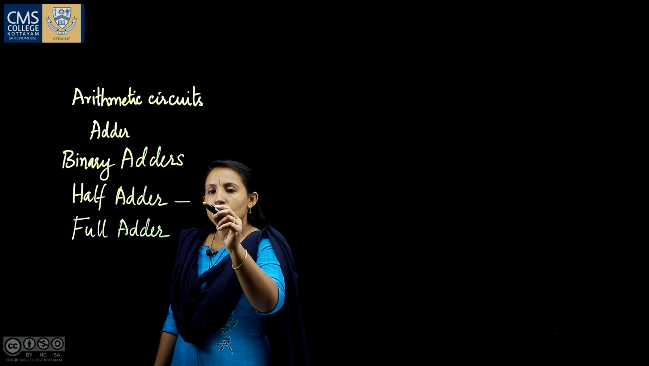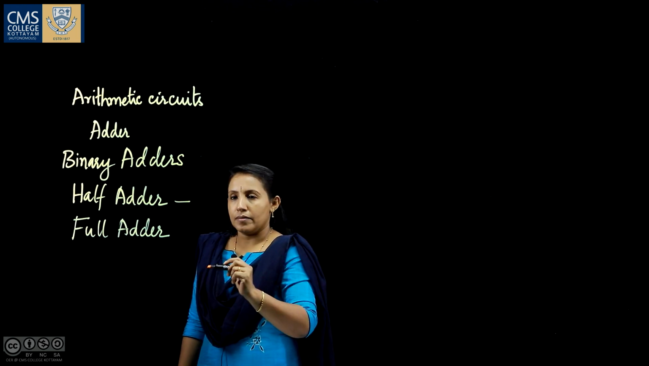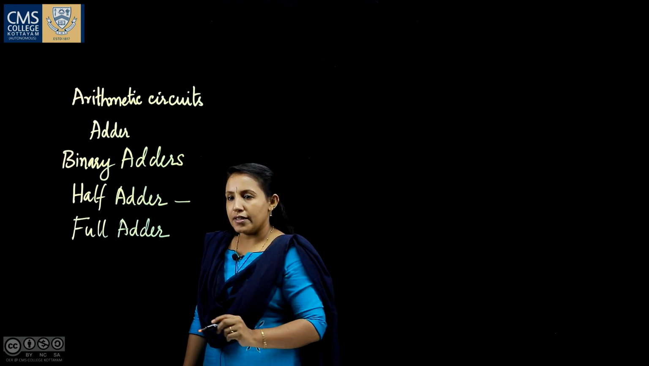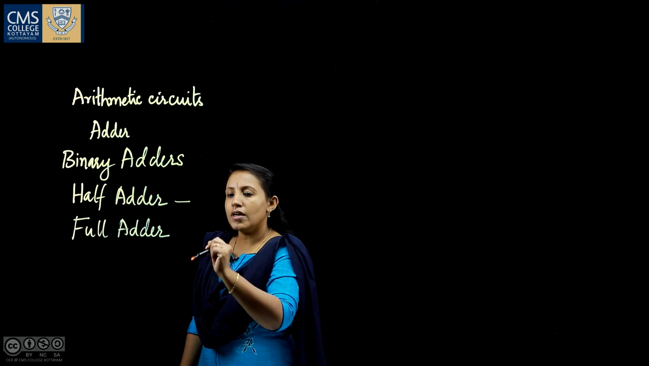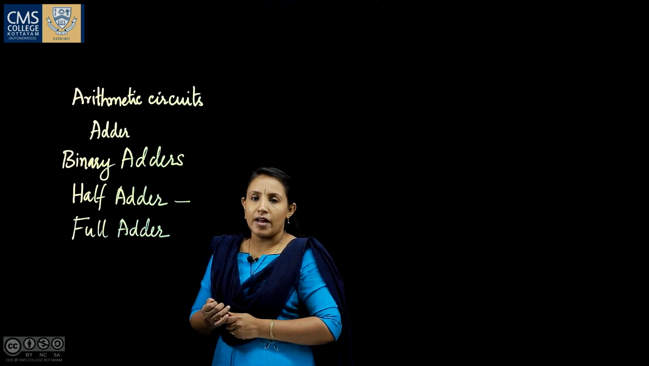A logical circuit that can add two 1-bit numbers is called a half adder, and a logical circuit that can add 3 bits at a time is called a full adder.